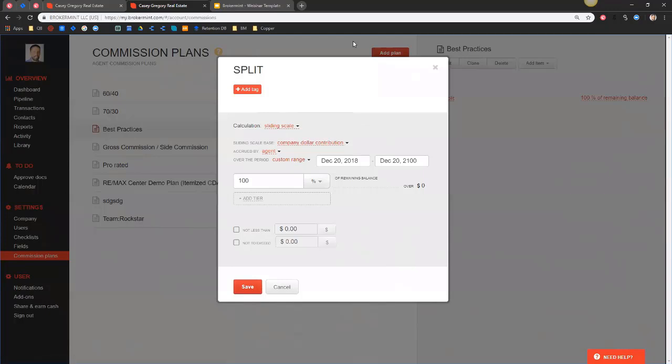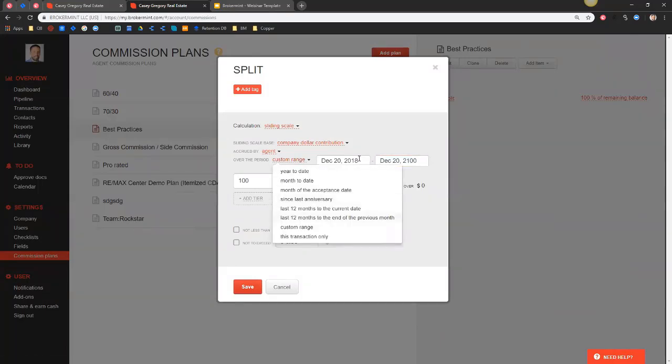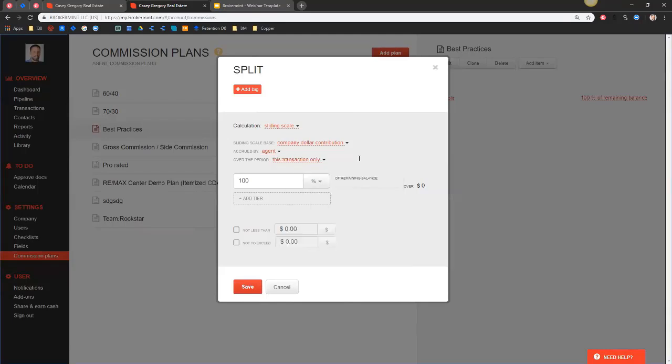So in that scenario, we would set a custom range and just set an end date or a reset date for something far in the future, because it's safe to say that that agent will not be closing any more deals for the brokerage in the year 2100. The last metric we have here is this transaction only. So this will define whatever sliding scale base you have for this one transaction.